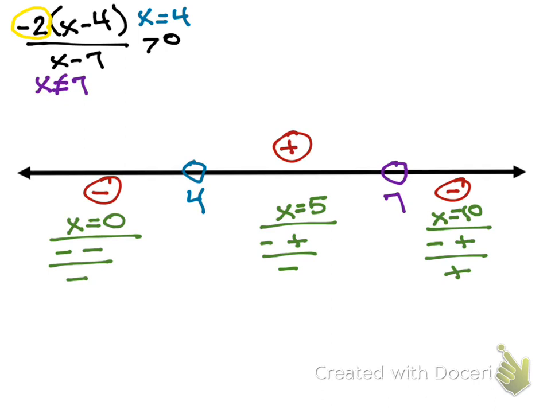Writing my answer, we wanted greater than. That is just the positive area. So from 4 to 7, both have parentheses.